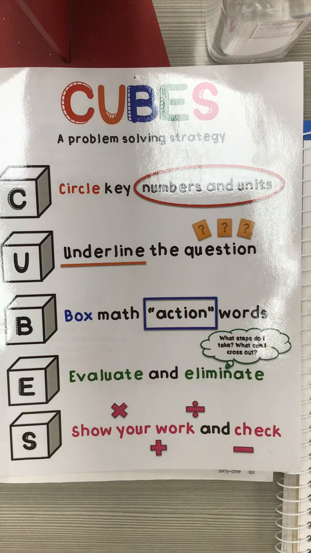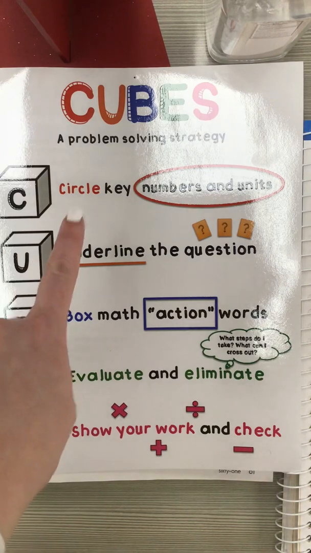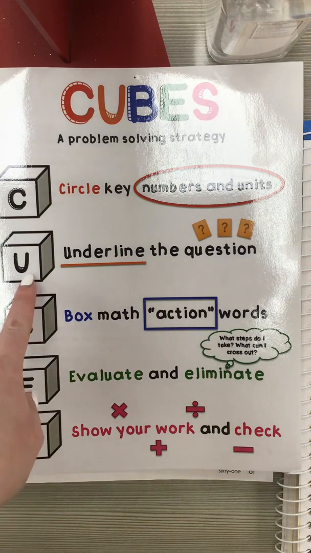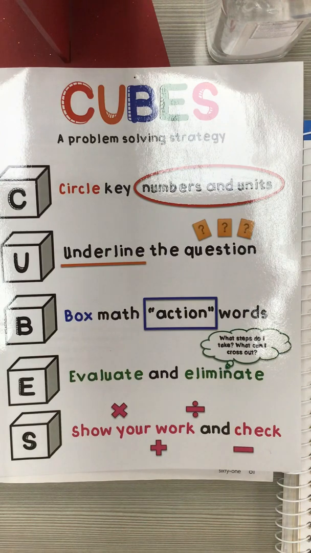So, if we are talking about cubes, everybody say cubes. Cubes. We are going to also be talking about number stories or word problems, okay? C stands for circle key numbers. What does C stand for? Circle key numbers. What does U stand for? Underline the question.